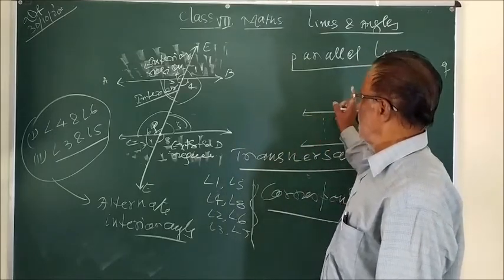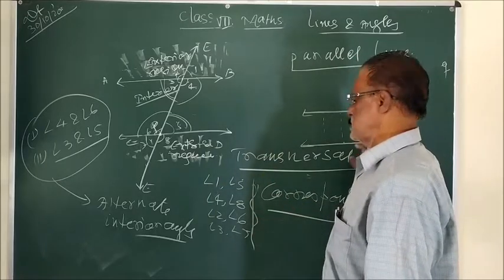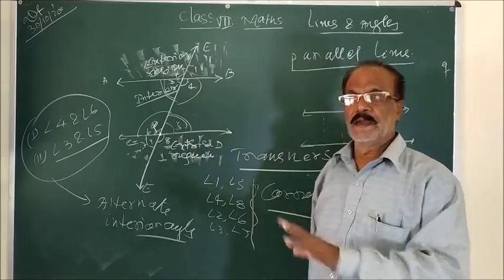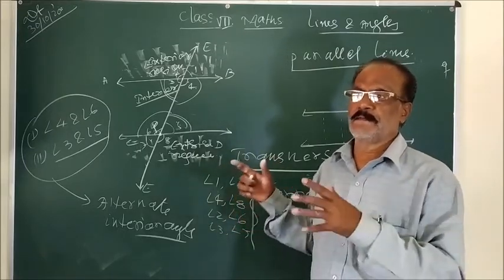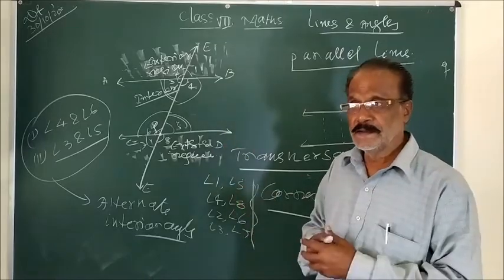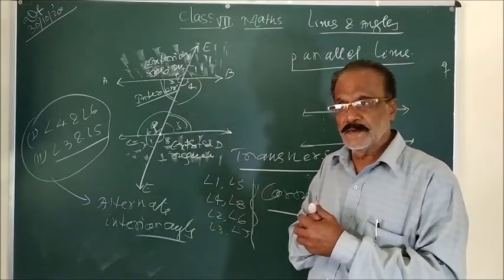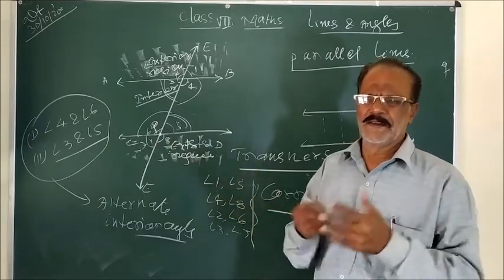Before closing, I would like to remind once again, parallel lines, those lines which lie in the same plane and never intersect, and the distance between them is equal everywhere. और equal है इसका मतलब है कि they will not join, they will not meet. So they are called parallel lines. But many examples you can see in your daily life.